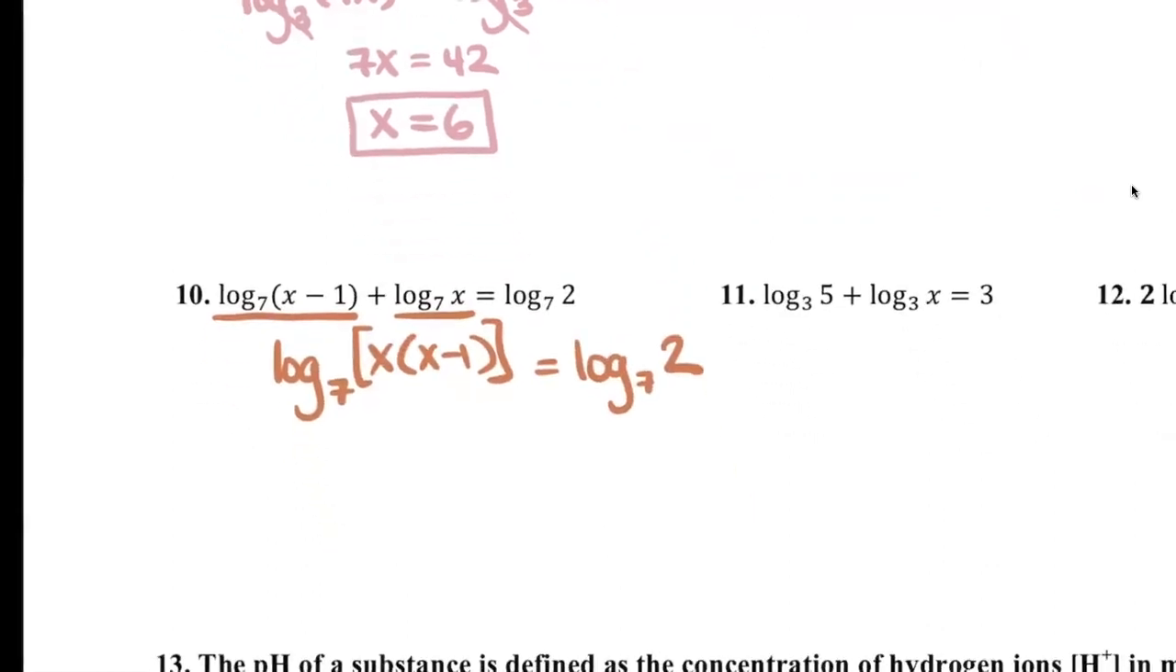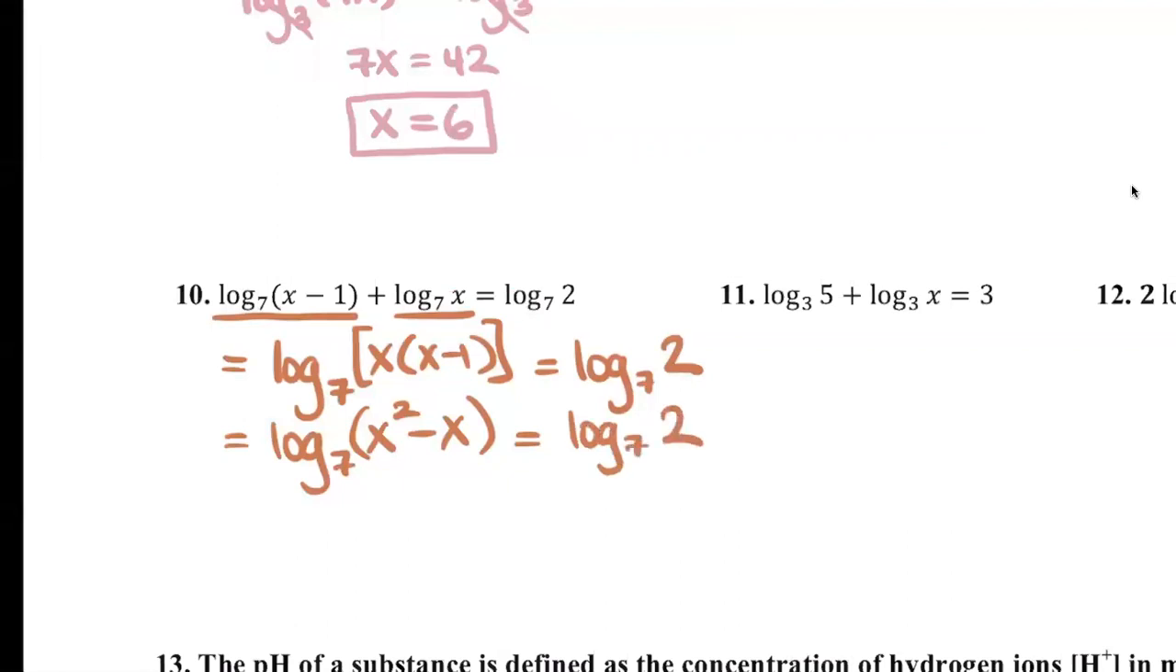All right, so let's go ahead and simplify that. So this is going to be log base 7 of x squared minus x is equal to log base 7 of 2. Oops, too big of an eraser. All right, now that we have 2 logs with the same base being equal to each other, I can just set the arguments equal. So this is just x squared minus x is equal to 2.